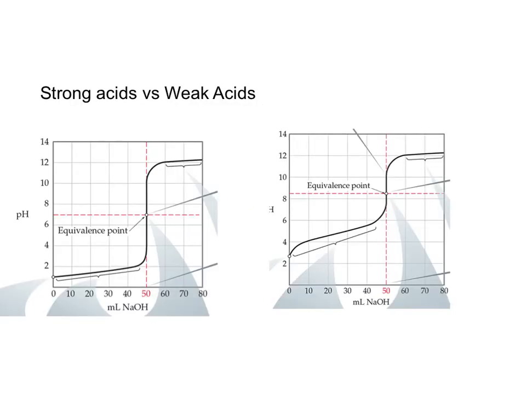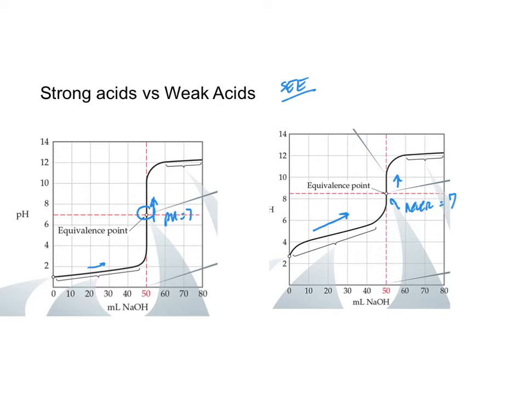Strong acids versus weak acids. You should be able to see the difference between the 2 curves. Here we have the curve go sharply up, quickly across. Here we have a more gradual slope and a slower area for the equivalence point. The thing to note is here the pH is always equal to 7. Here the pH, it will never be equal to 7.